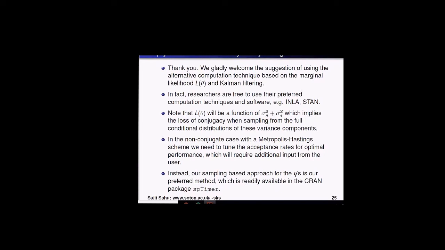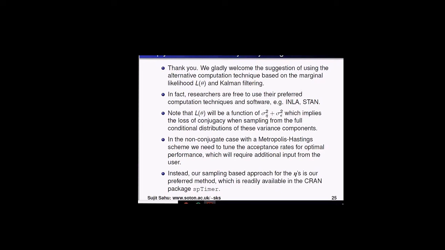This will require additional input from the user. You need to tune to have about 30 to 40% optimal acceptance rate. Instead, what we did, our sampling-based approach for the spatial random effects, is our preferred method, and we found that this is readily available in the current package spTimer, so we used those.